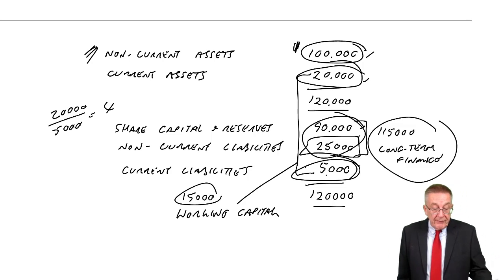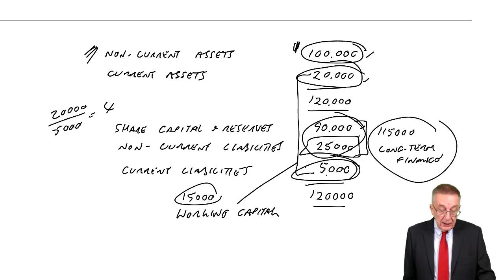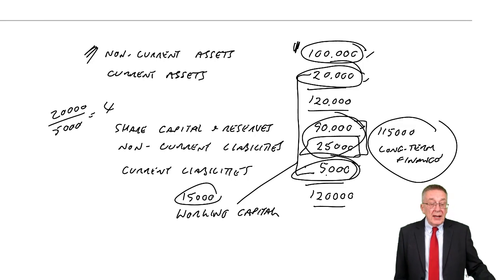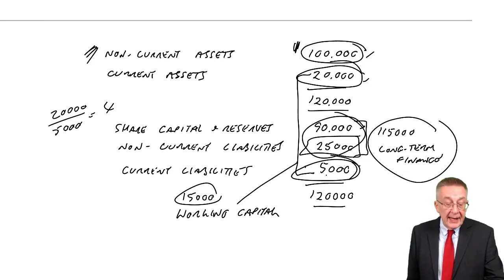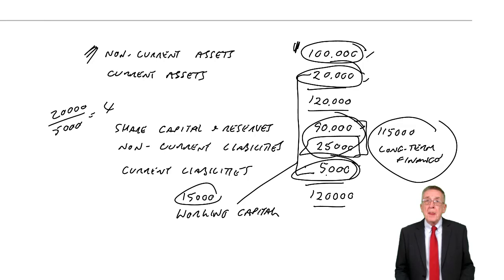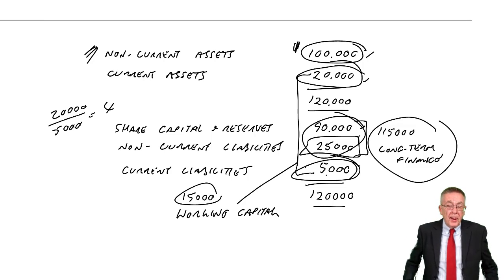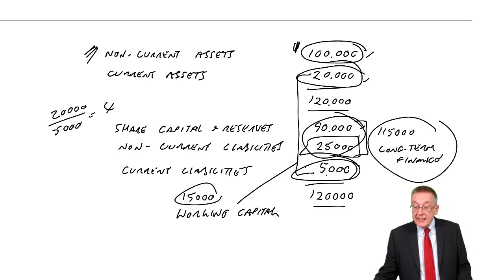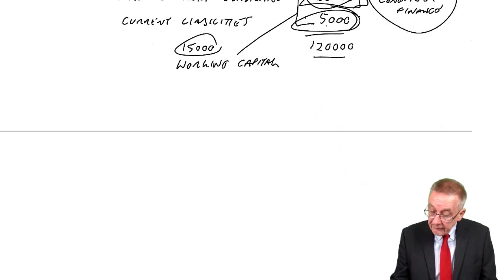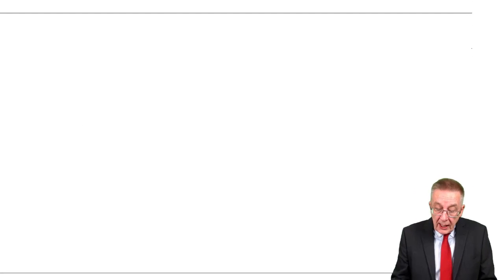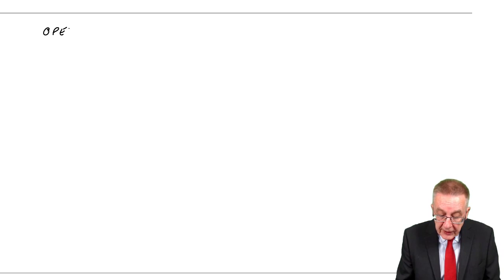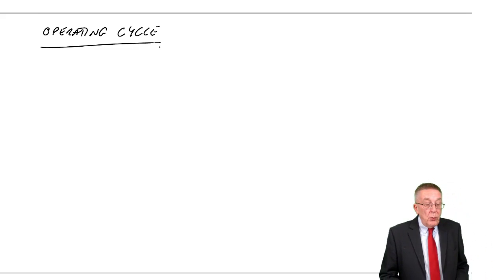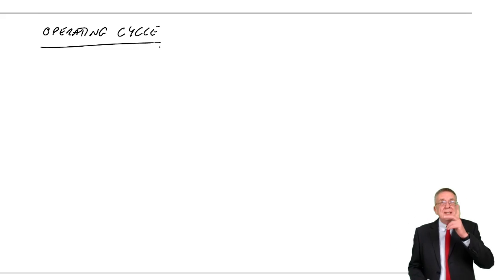The efficiency ratios, inventory turnover, receivables turnover, etc. Well, I'll explain what we mean by looking at something that you may have seen before, but maybe not, but is examined in F9, which is the operating cycle. And so, if you look over the page, what the operating cycle is, this.